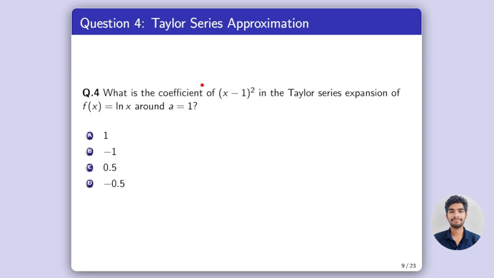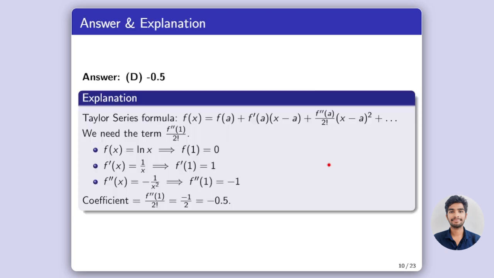Next, what is the coefficient of (x minus 1) whole square in the Taylor series expansion of f of x is equal to log x around a is equal to 1? Here we observe that there is an equal probability for these two and these two, because 1 and minus 1, 0.5 and minus 0.5. So we can't do the trial and error method in this situation.